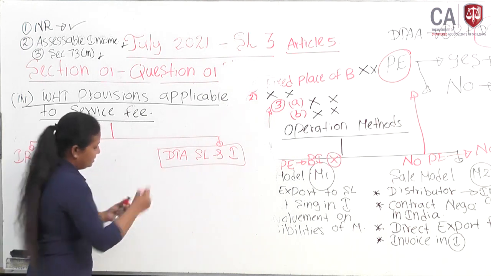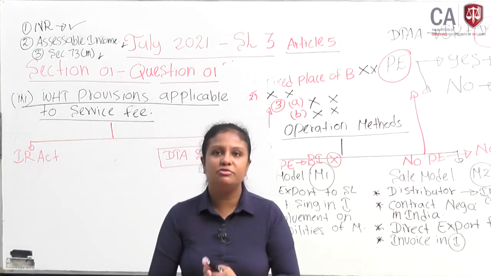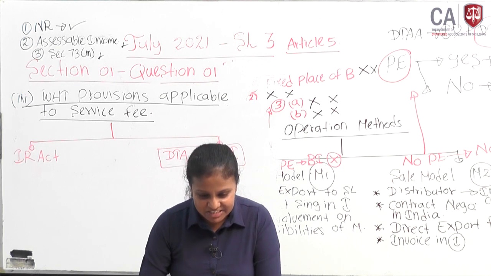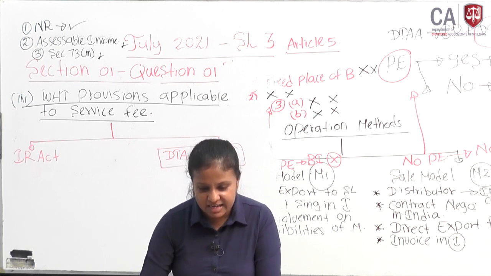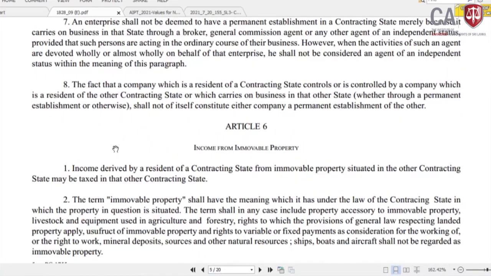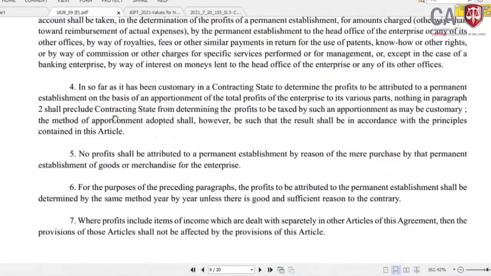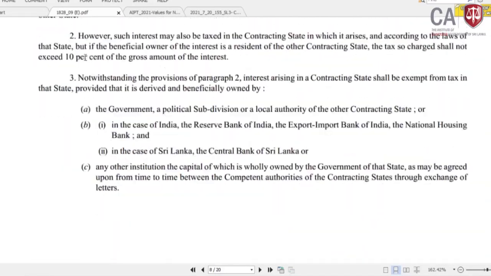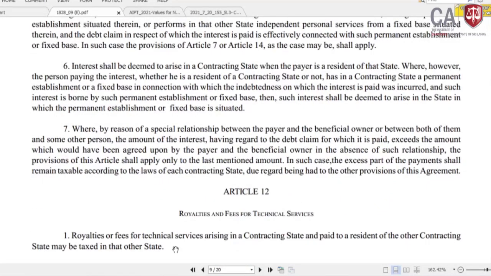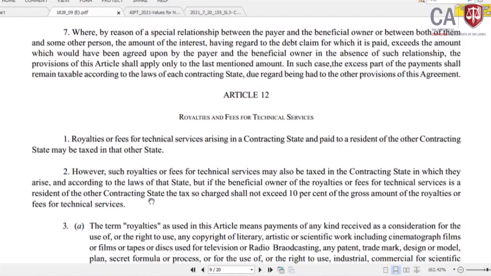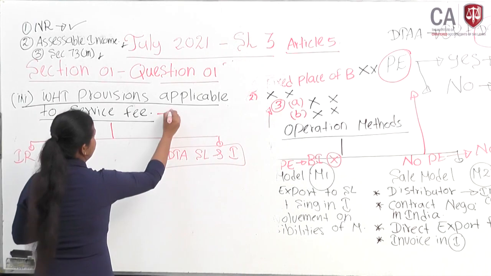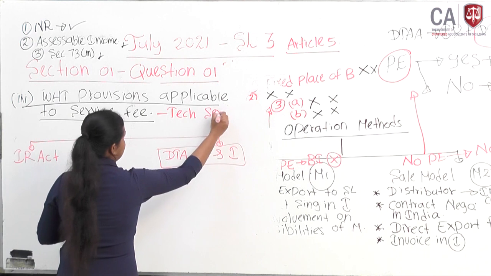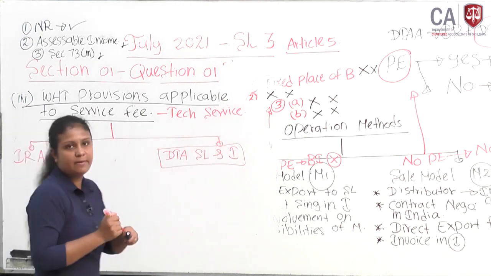Before going for anything, I need to go to the double taxation treaty between Sri Lanka and India. See, Article 7 is business profits, and there is a separate article for technical services. Article 12 is for royalties and fees for technical services, the same as our provision of technical services. Then come to here.